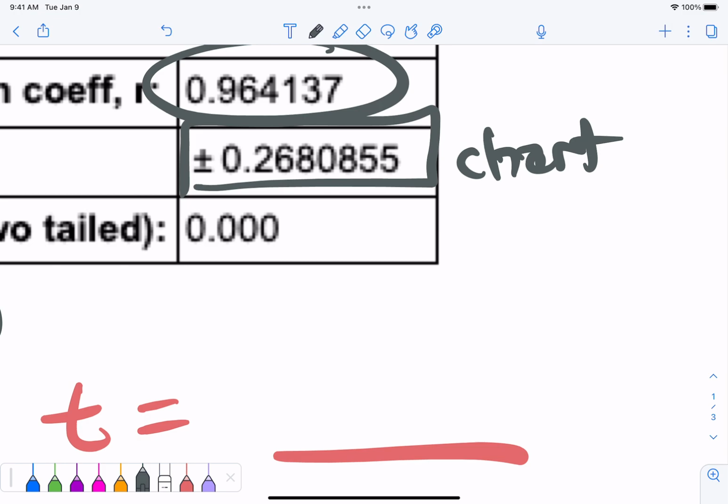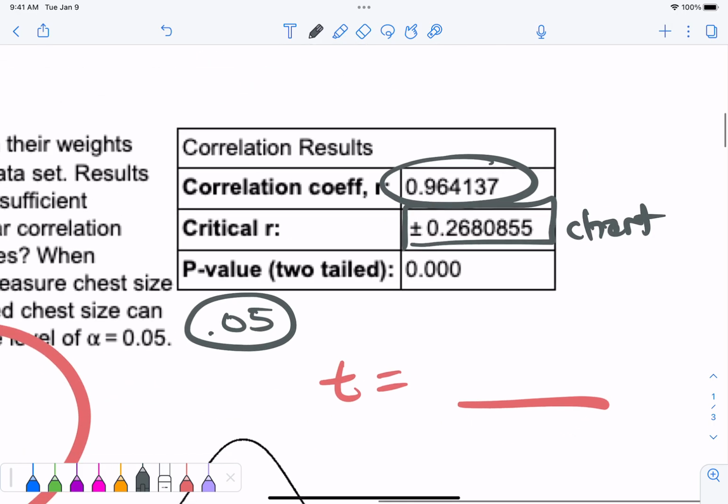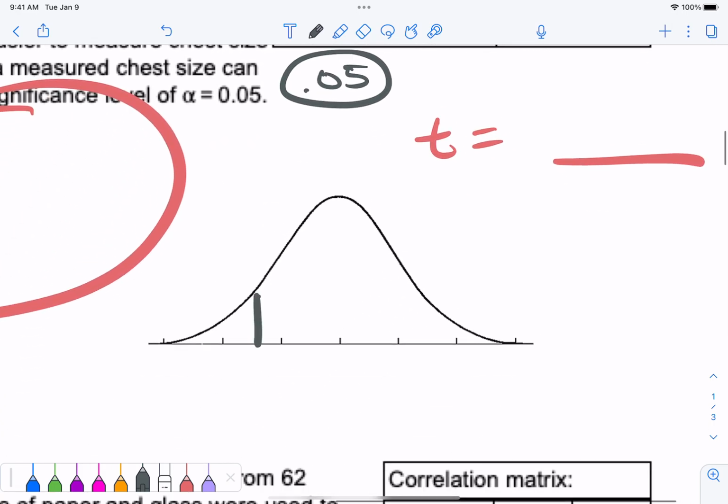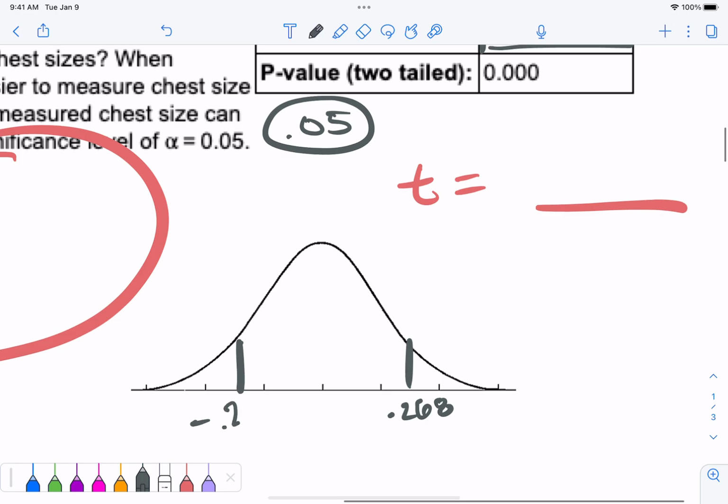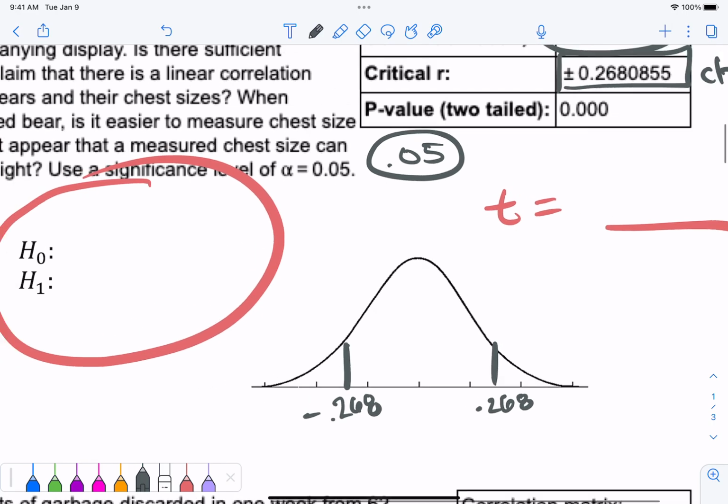So we're going to use their number because their number is technically more accurate. But for everything else, we'll just use this chart because I'm not going to make you go to the nearest, whatever. That's why there's a discrepancy between this one and that one. Make sense? That is where the chart value is, where you mark here and here. So they said 0.268 and negative 0.268. Okay, let's finish this out and see what we get.